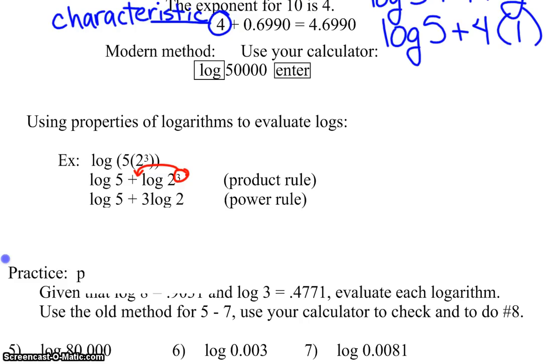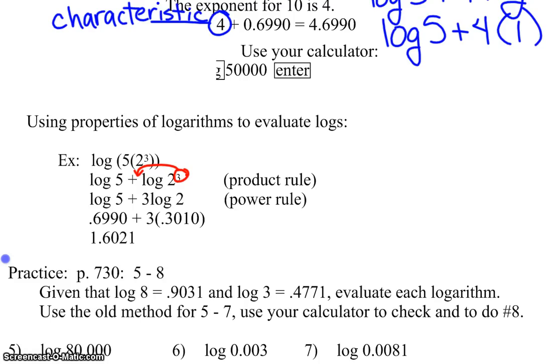We would then have looked up the log of 5 in our table. We would have looked up the log of 2 in our table. We would have multiplied the log of 2 by 3, added those two things together, and come up with the log of 5 times 2 to the 3rd is 1.6021.